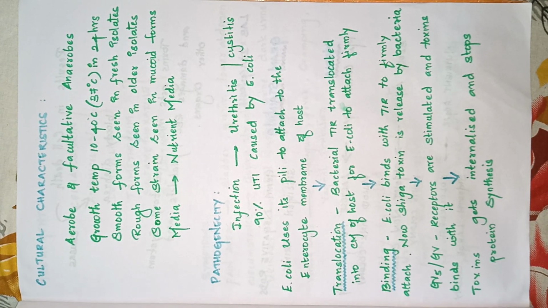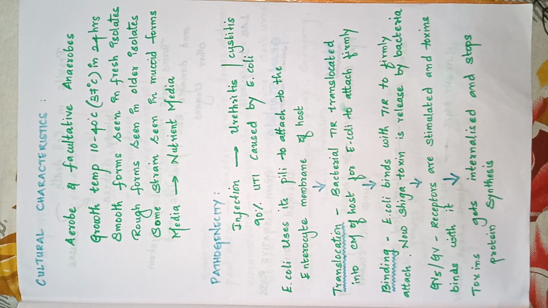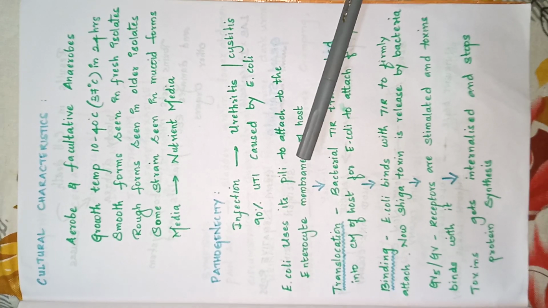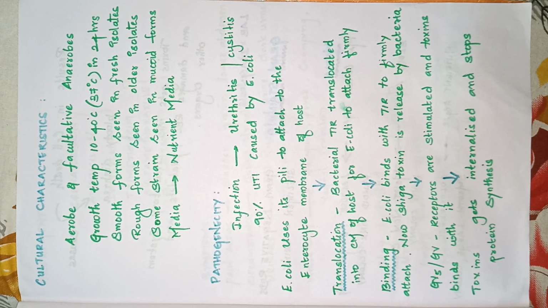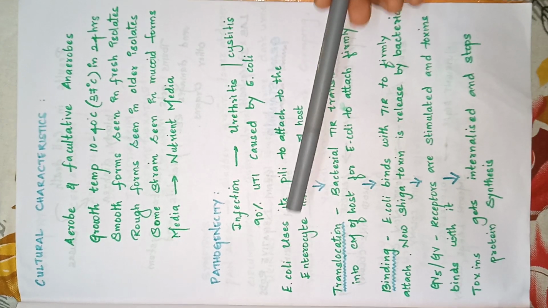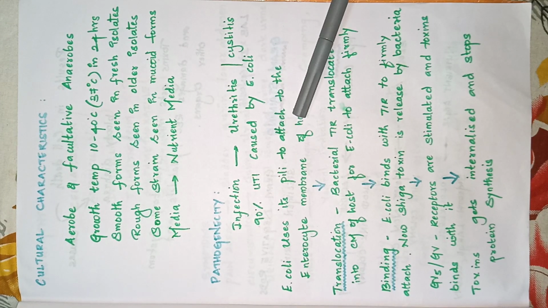As I said already, E. coli's pili, the small hair-like structures, will get adhered to the enterocyte membrane of the host. The enterocyte membrane is nothing but the outer membrane of the intestine. The human intestine is known as the enterocyte membrane. So E. coli uses its pili to attach to the enterocyte membrane of the host.